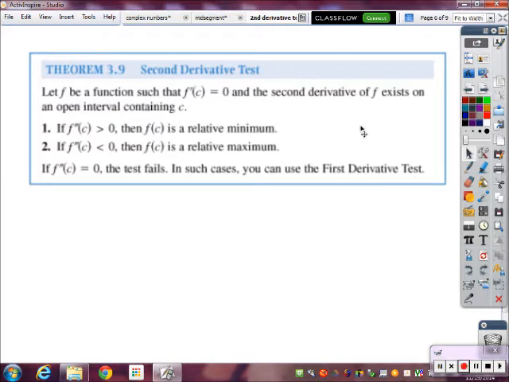So what this is saying in non-notation speak is: if your first derivative equals 0, so if you have a horizontal tangent line, and your second derivative is positive, greater than 0, then there's a minimum at that c value. And if you think about it, if the second derivative is positive, that means your curve is concave up.